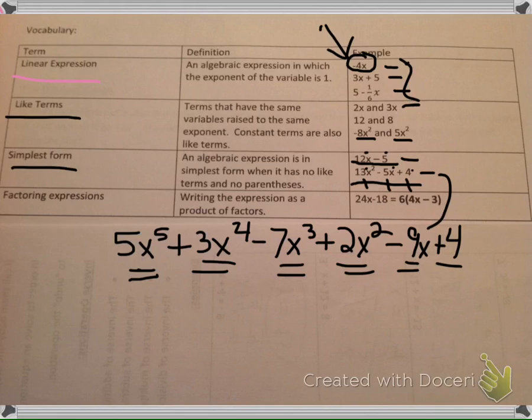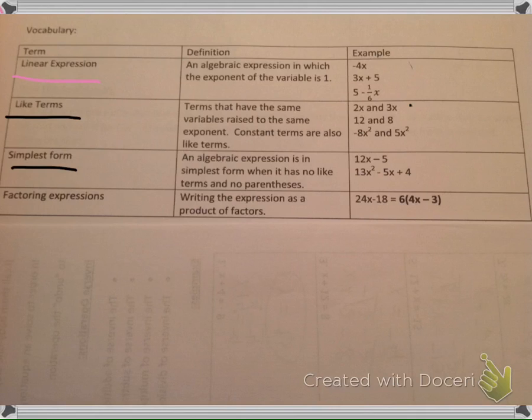The last vocabulary word that you have there is factoring expressions, and it's writing the expression as a product of factors. You're going to be learning how to do this, but if you're given 24x minus 18, you're going to factor out your greatest common factor, which in this expression is 6, and you'll have 6 times 4x minus 3. We're going to talk about how to do that, but just so you understand what one of the words you're going to learn about is, factoring expressions. Okay, let's give some of this a try.